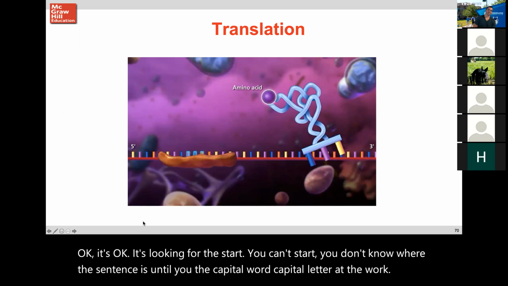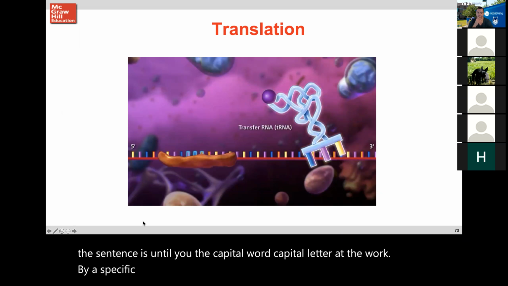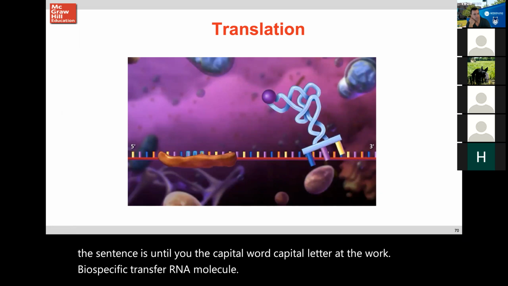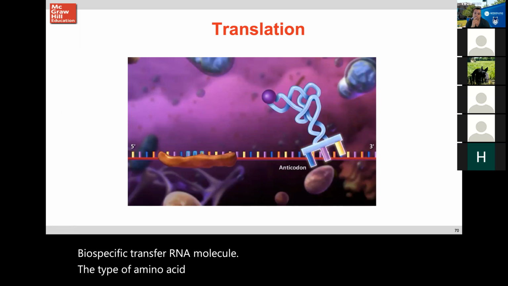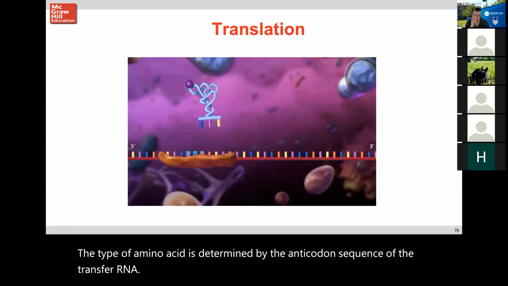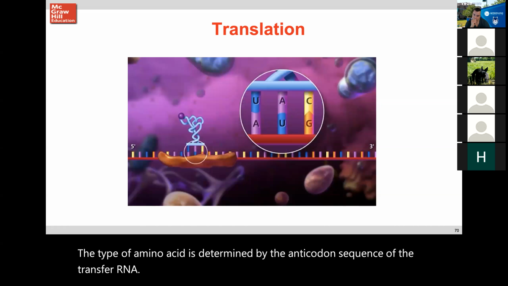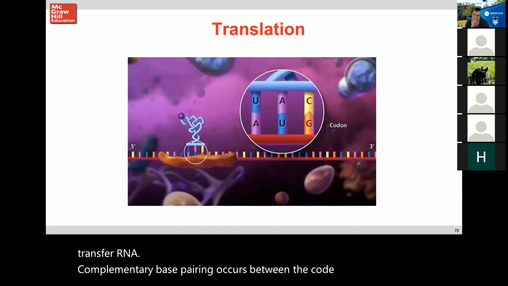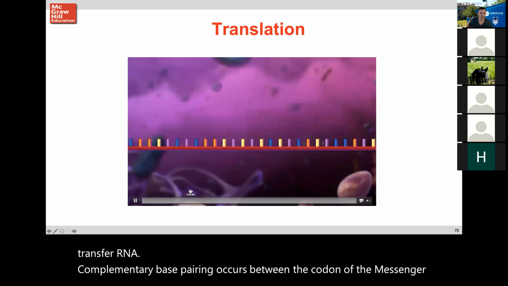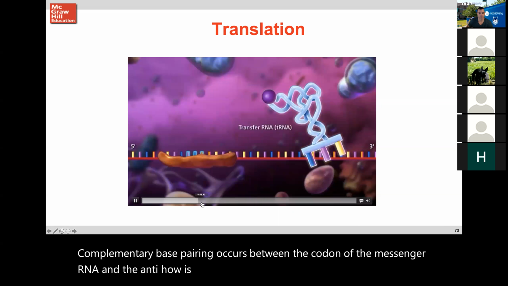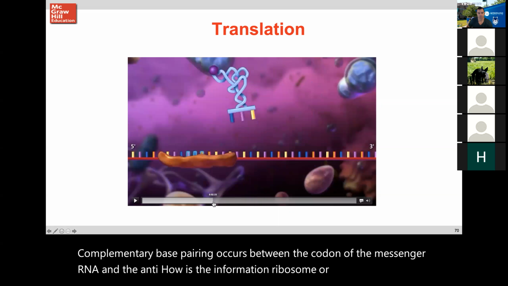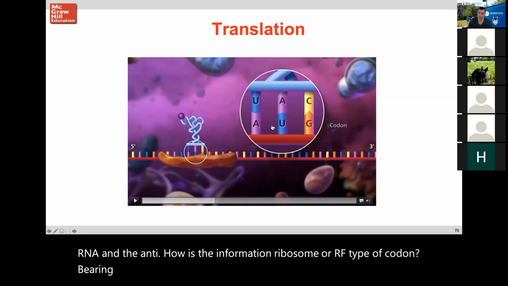By a specific transfer RNA molecule. The type of amino acid is determined by the anticodon sequence of the transfer RNA. Complementary base pairing occurs between the codon of the messenger RNA and the anticodon of the transfer RNA.